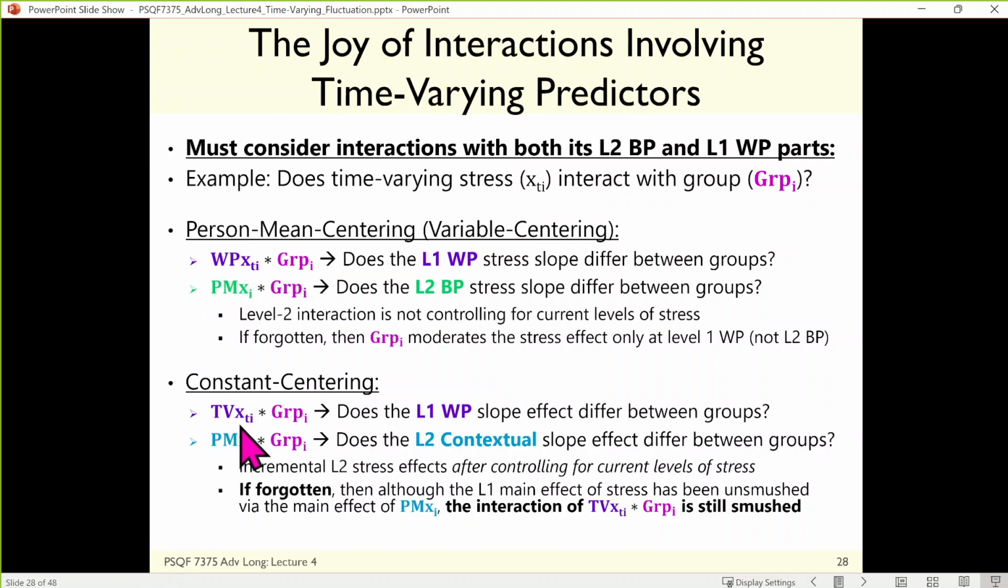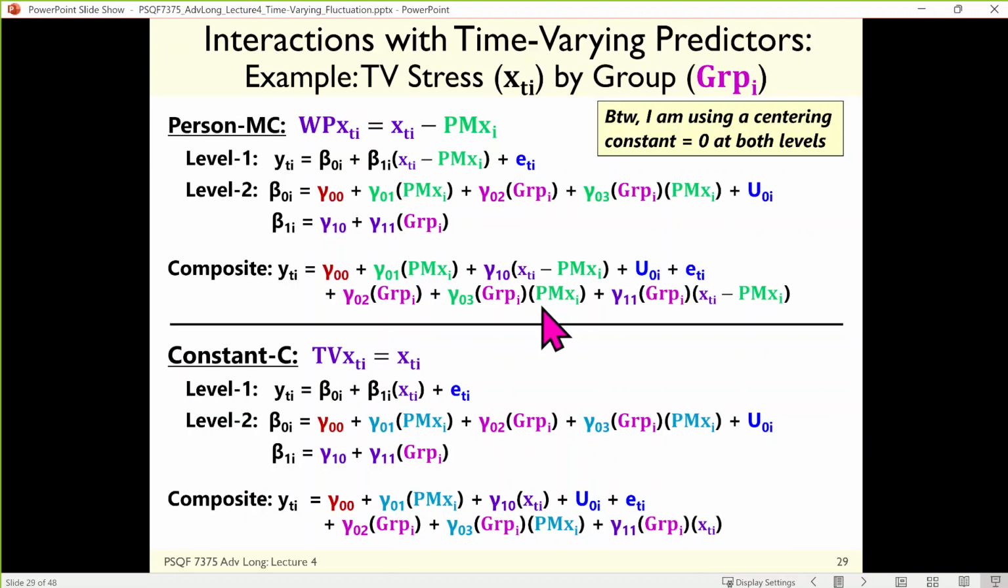So anything that I potentially want to interact with time varying X, I have to have the analog to that interaction with person mean X also. Everywhere that you would see time varying X in an interaction, person mean X also has to be there. Otherwise, the cross-level interaction is smushed and you're assuming equal moderation of the slope at the within level as at the between level. Okay, does that make sense so far? Maybe, yes, okay. Here's the algebra that proves it.